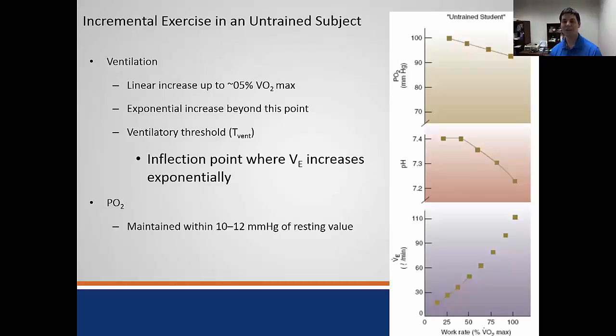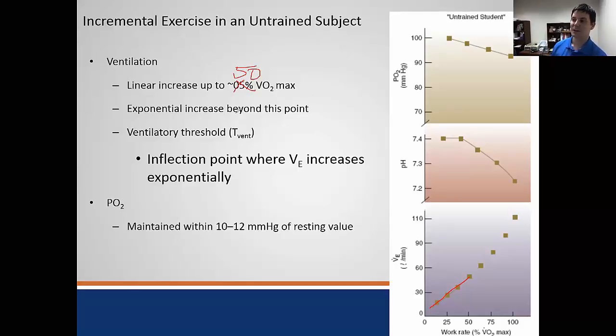So let's look at incremental exercise, right? We've used this analogy as a walk, a jog, a run, and an all-out maximal sprint. First we're going to look at an untrained subject, and then the next slide we'll look at a trained individual. So if we start here at the bottom, our minute ventilation, or expired ventilation, as denoted by the V dot E, increases linearly, and we can see a nice little linear increase. This should say to about 50%. Sorry for the typo there.